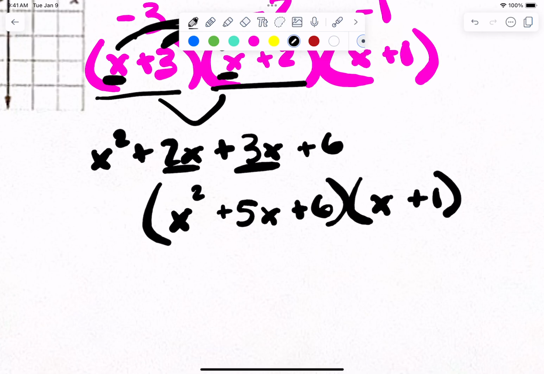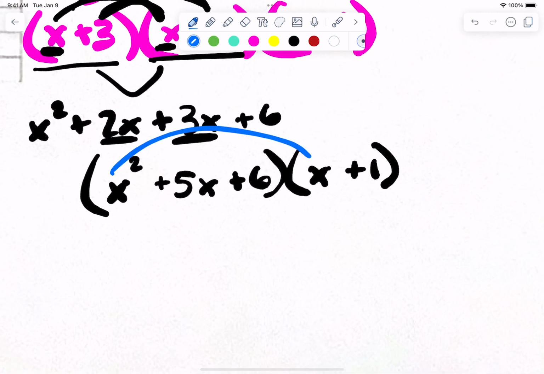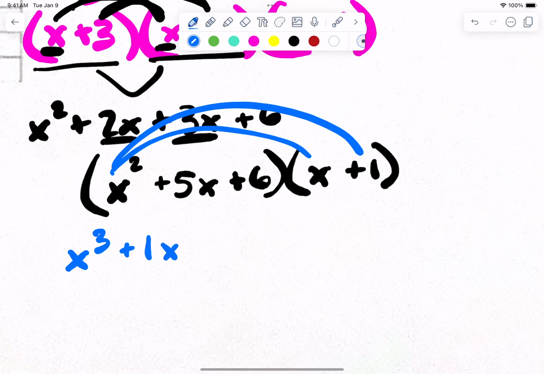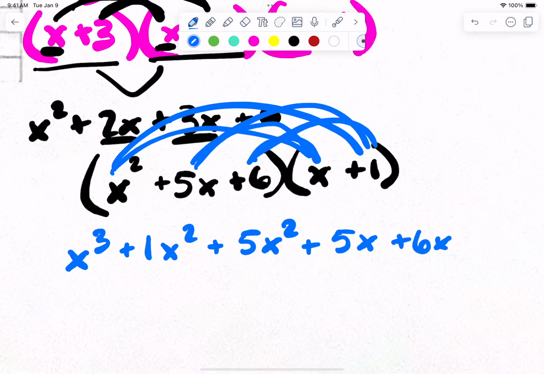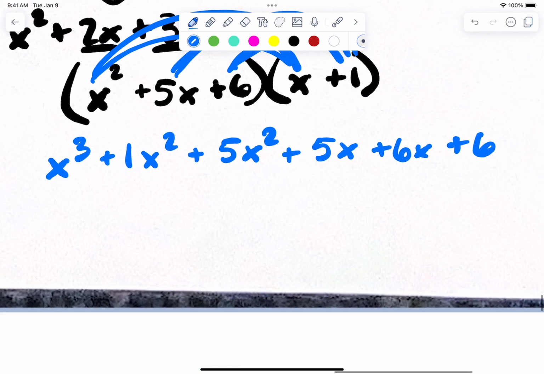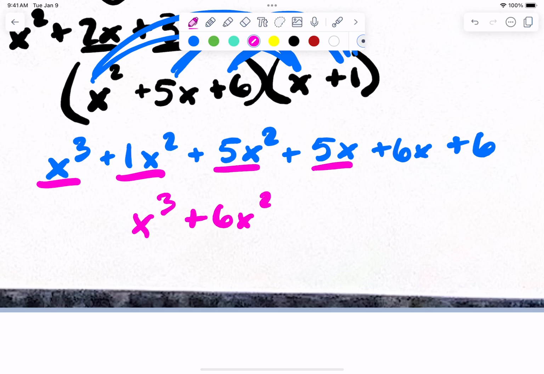Now I FOIL the x plus 1. So x squared times x is x cubed. x squared times 1 is 1x squared. 5x times x is 5x squared. 5x times 1 is 5x. 6 times x is 6x. 6 times 1 is 6. That's all my FOIL stuff. Good? Am I going too fast? All right. x cubed plus 1x squared plus 5x squared is 6x squared. 5x plus 6x is 11x, plus 6. Done.